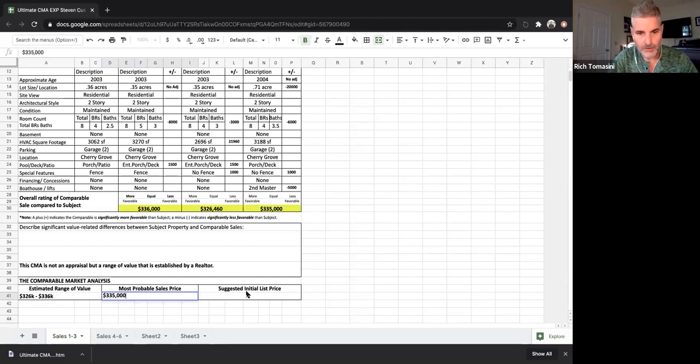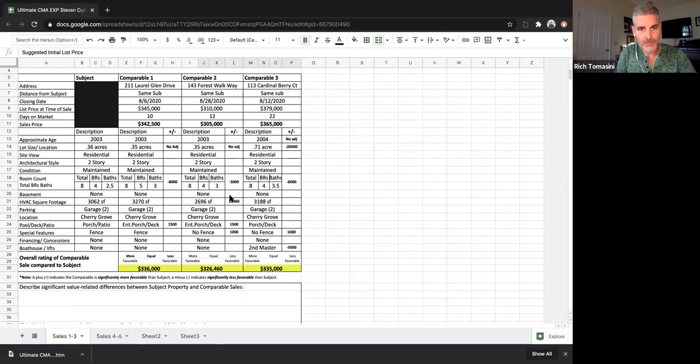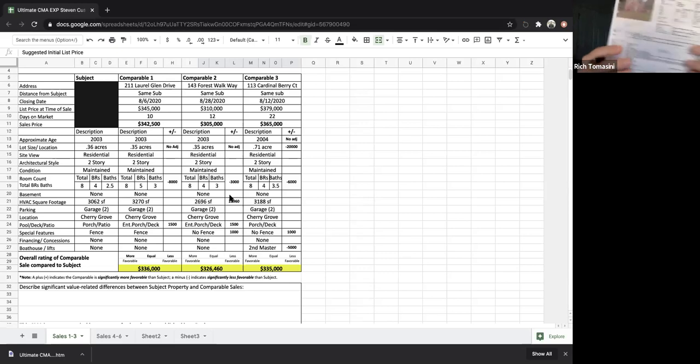Now, this part's pretty cool. Let's check this out. So 325 divided by the list price, the sale price divided by the list price is 99.27%. So I'm going to write that down. I write it down right underneath the house in this little spot that I got. Okay. Sale 2, 305 divided by 310, 98.38%.